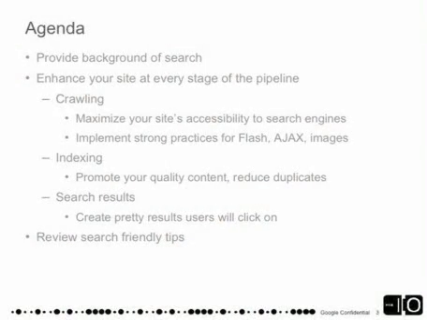So with that in mind, today's agenda consists of first talking about just some background on search, just to give you a little bit of a setting. Next, we'll talk about enhancing your website at every stage of the pipeline. So that's crawling, indexing, as well as search results. So for the crawl section, which is going to be our bulkiest area, we'll talk about accessibility and then how to do things with Flash and AJAX and images. When we get to indexing, I'll talk about promoting your quality content and reducing duplicates. And then when we get to search results, we'll talk about creating pretty results that your users will want to click on. And then the last thing we'll just cover quickly, search-friendly tips, just a quick checklist.